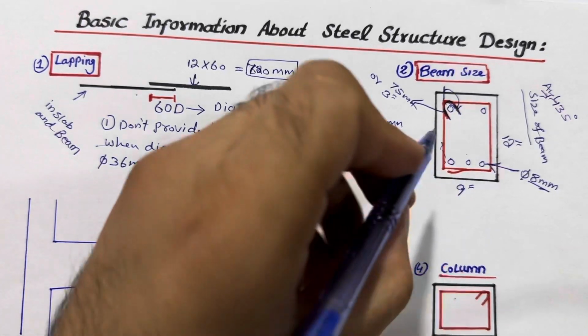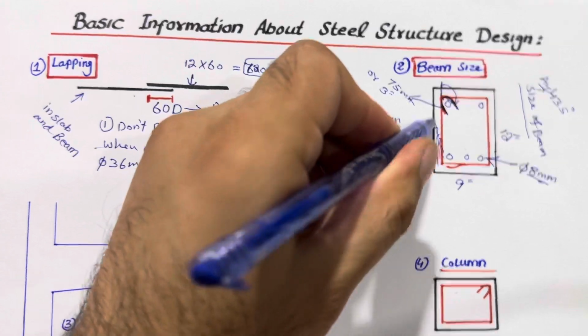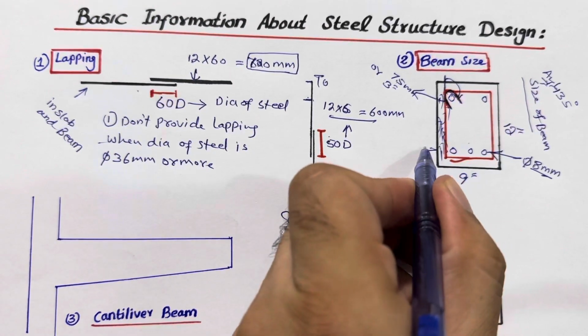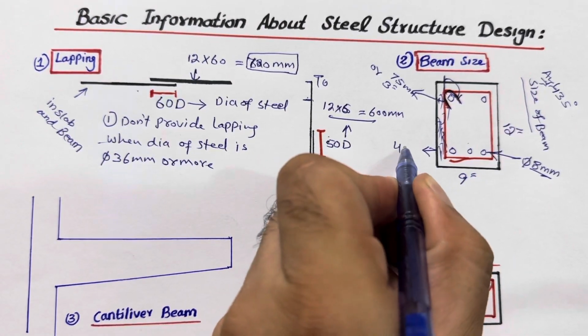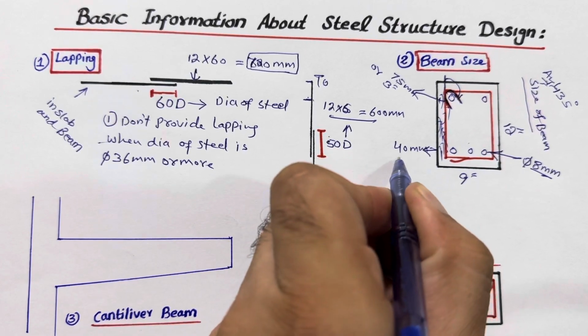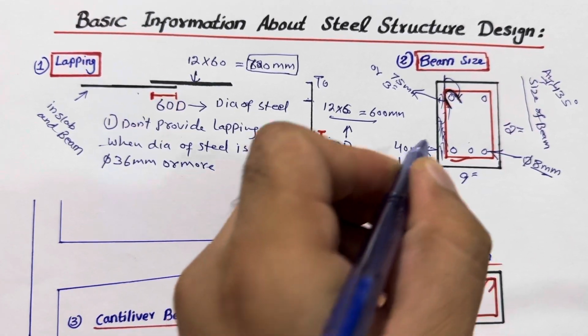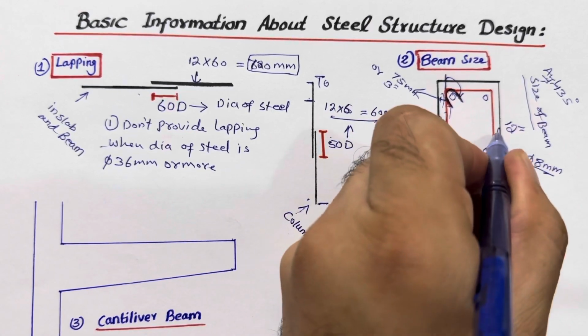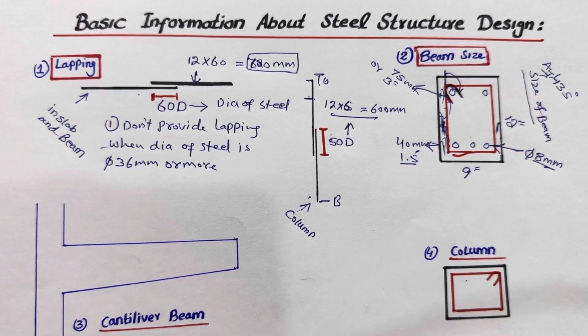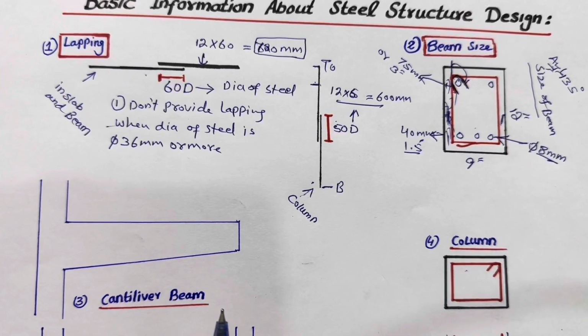These are the details. Next guys, the concrete cover you can see in steel structure design. The concrete cover should not be less than 40 millimeter, or you can say 1.5 inches. Both sides 1.5 plus 1.5, about 3 inches. Bottom, top, left, right. Okay, so this is the second one.